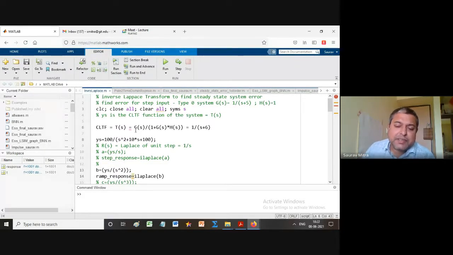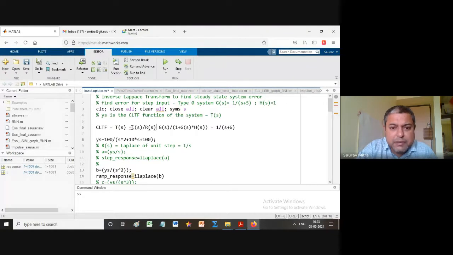In the third method, first I have to find C(S), so I have to find the output. From there I will find C(T), the value of the output at t tends to infinity, and that is the steady state. Then I will subtract the output from the input, and that will give me the error. So first I have to find out what is C(S). While finding C(S), T(S) is equal to C(S) by R(S).